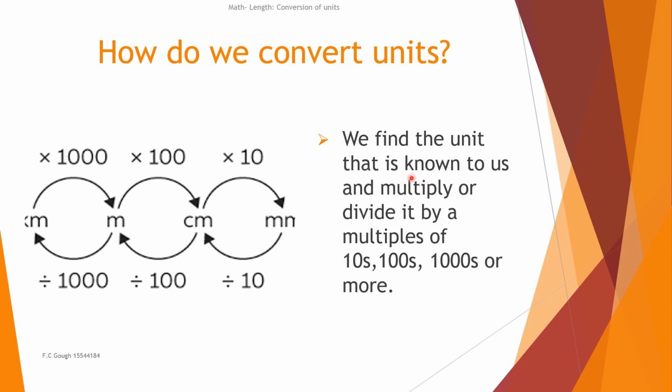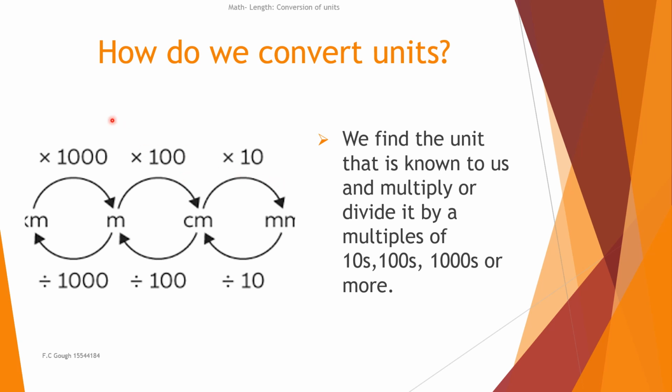So we find the unit that is known to us and multiply or divide it by multiples of tens, 100s, 1000s, or even more. Now, when would this be more? If I asked you to convert a kilometer to millimeters, it would be more than 1000. It would be 1000 times 100 times 10.